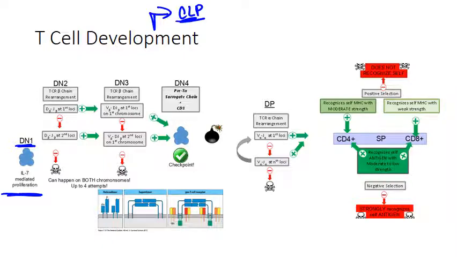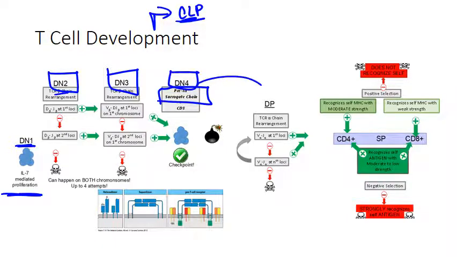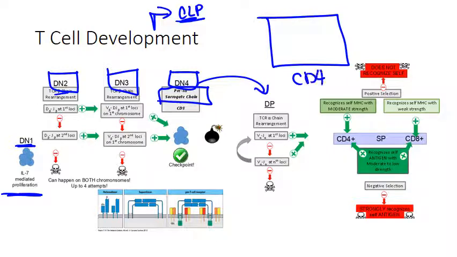They then go about rearranging their beta chain in the first DN2 and DN3 steps. Once they've done that, they create that beta chain and pair it with a pre-T alpha surrogate receptor. As long as it works, it makes a huge leap here. It goes from being a double negative cell to a double positive cell. So on a flow plot with CD4 here and CD8 here, your trajectory is: here's where you arrive in the thymus, then you move over here to double positive land, and then you have to make a decision after you've made your alpha chain.